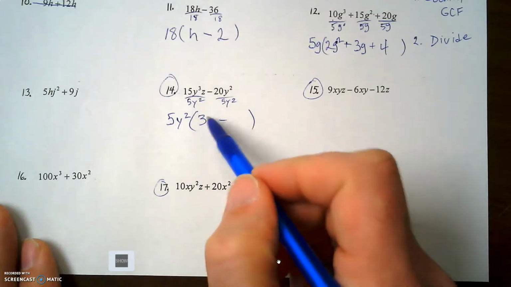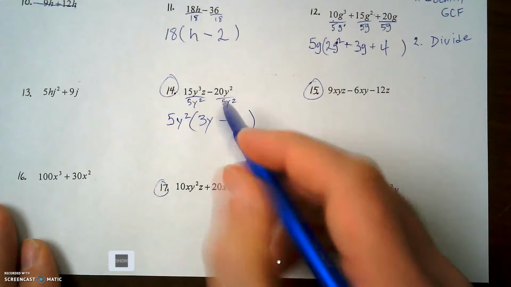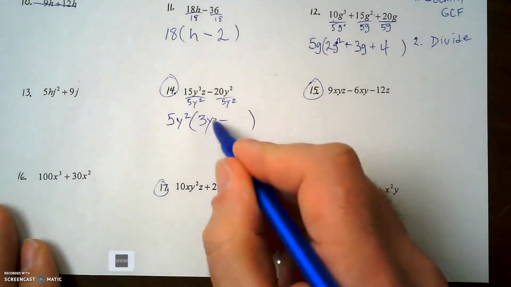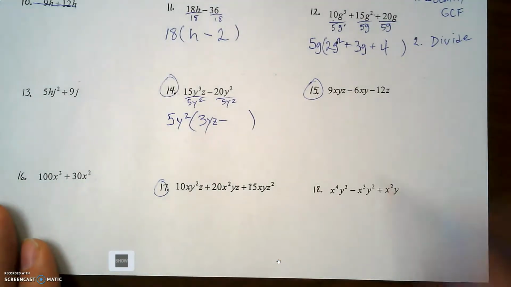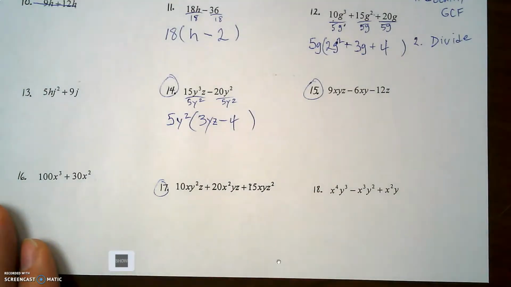Y to the third, y squared, subtract exponents, y to the first. Now that has a z, this doesn't. I have to have it in my answer right there. 20 divided by 5 is 4. The y squareds cancel. And I stop right there. It's a distributive problem.